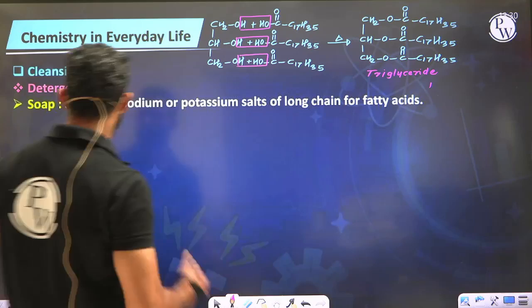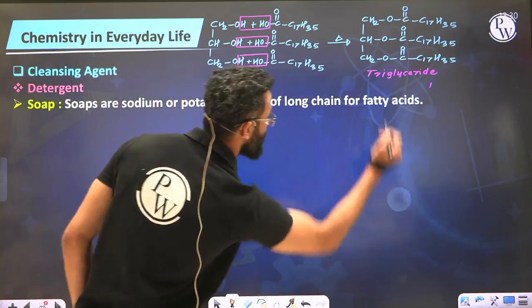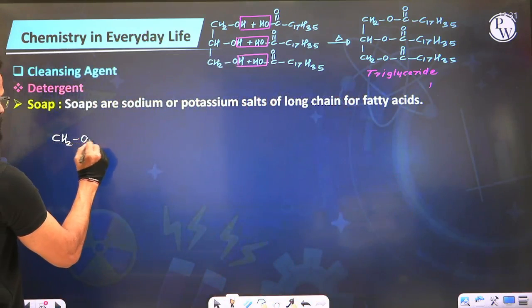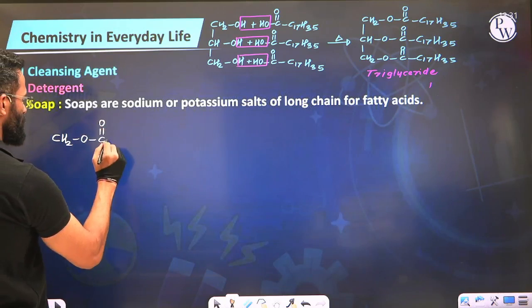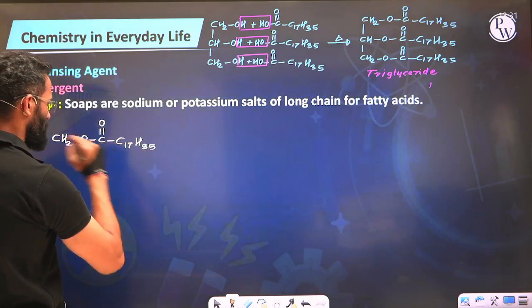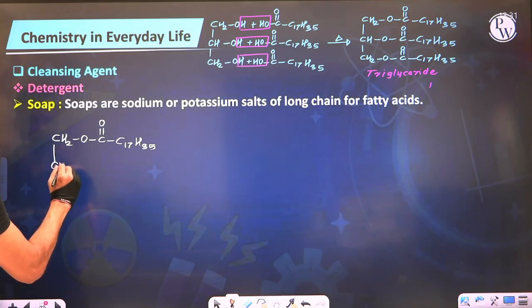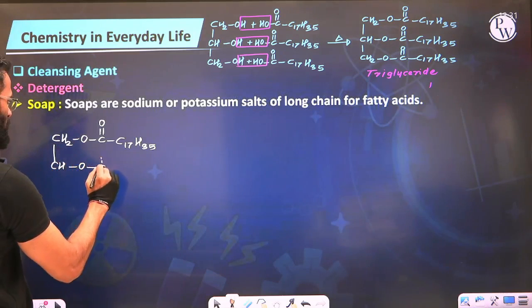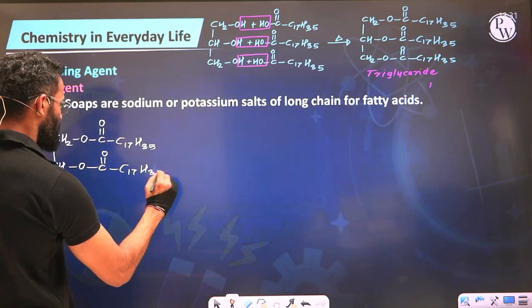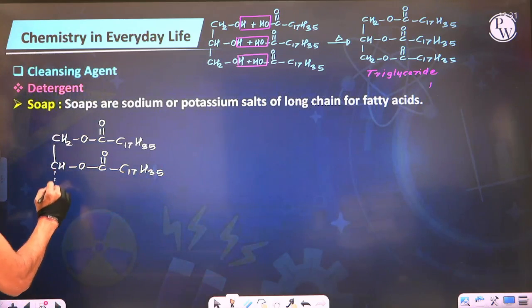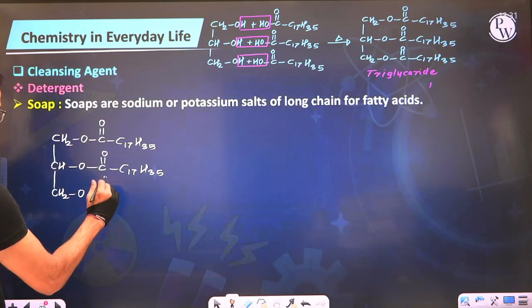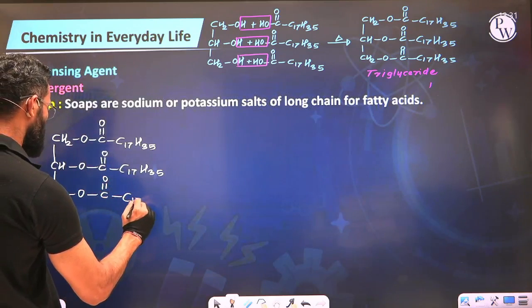If I take this fat here, I'm taking that fat, CH, O C double bond O, C17H35, further connected to CH2, O C double bond O, C17H35.